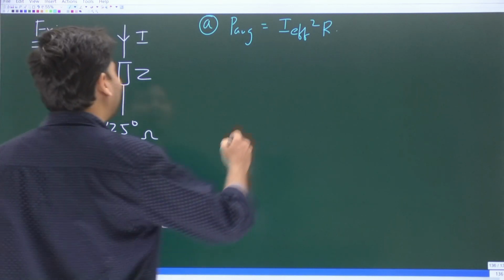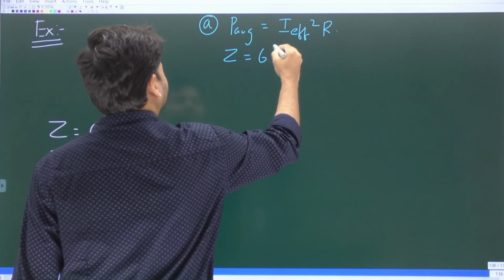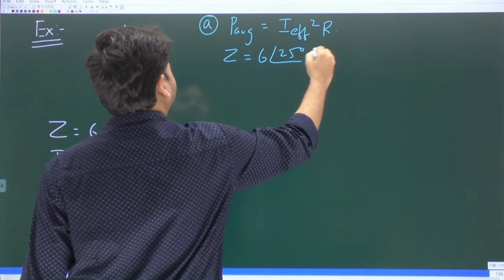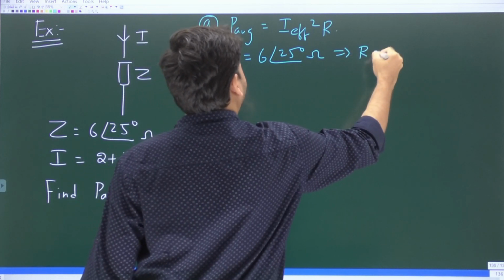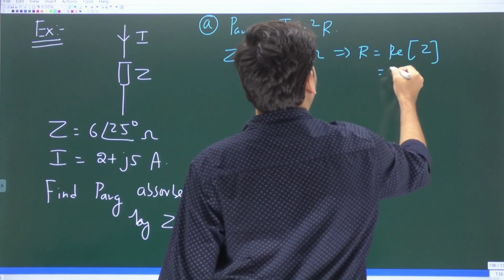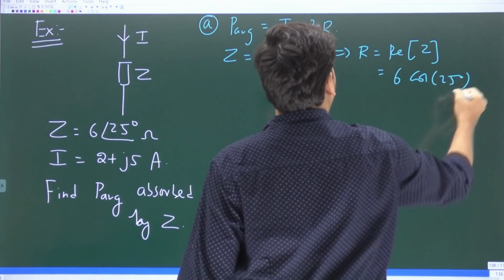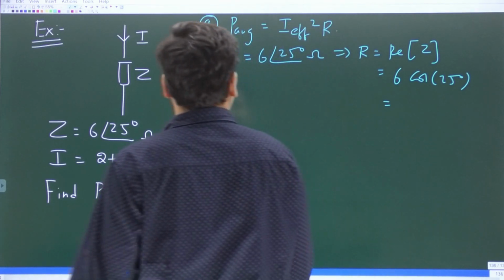So how do you get R? Z is 6 angle 25 degrees ohms. So from here R is what? Is it not the real part of Z? Real part of Z is 6 cos 25 degrees. Someone please tell me the value of R.